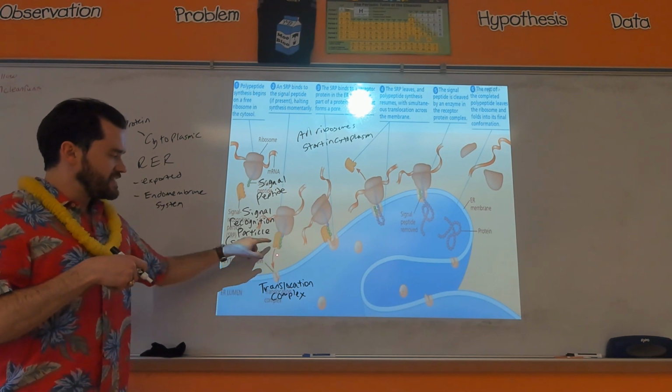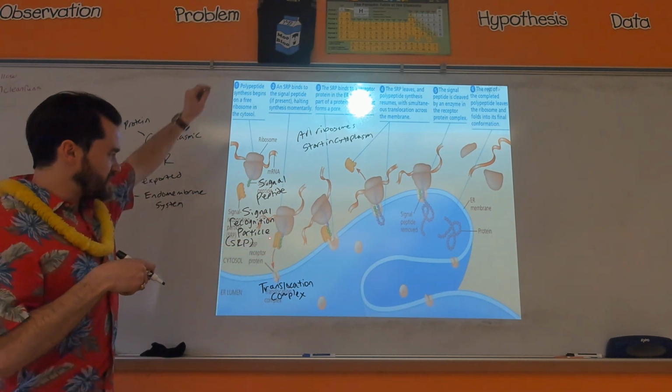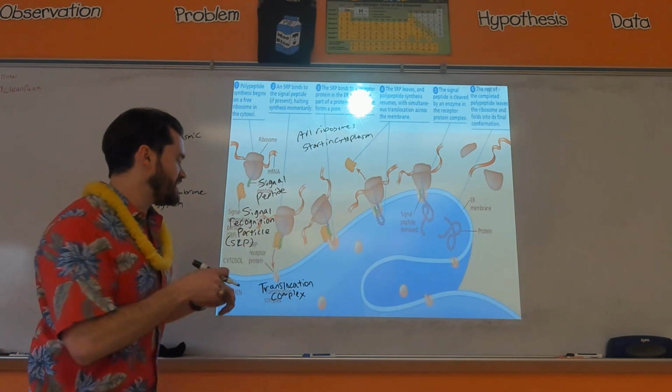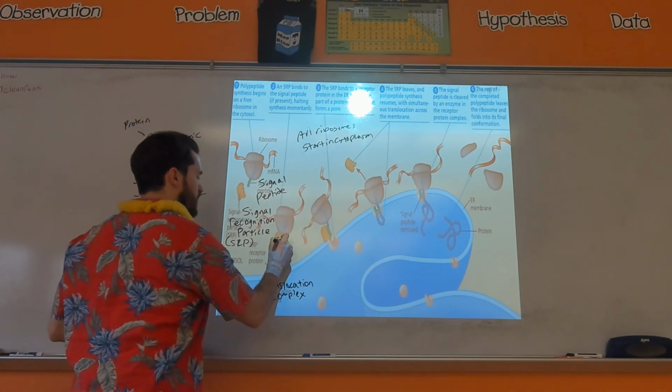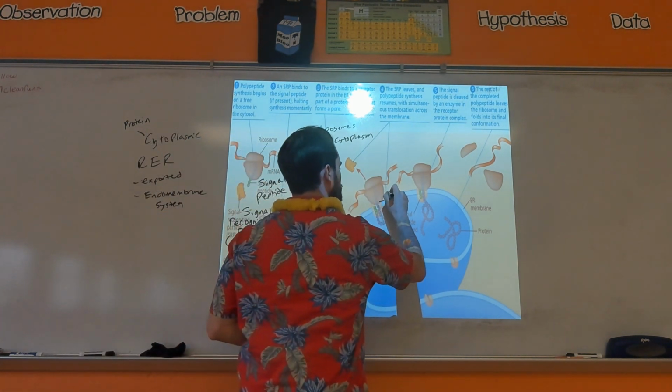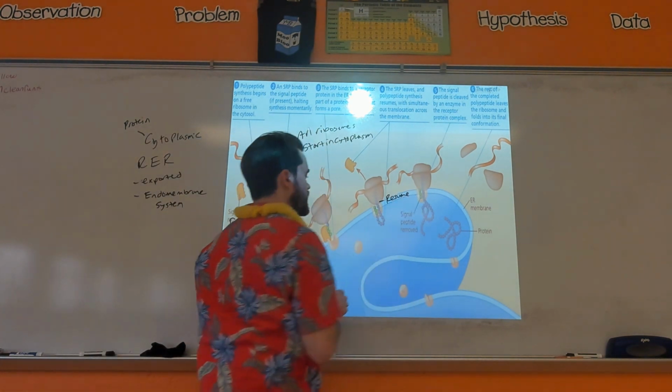This translocation complex translocates things from the cytoplasm to the inside of the ER. So what happens is the signal recognition particle binds to the translocation complex, and as this is bound, we have paused translation. Once we are bound, we now resume translation. And that's what you see here.